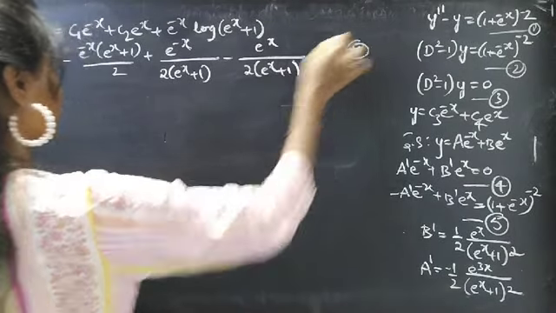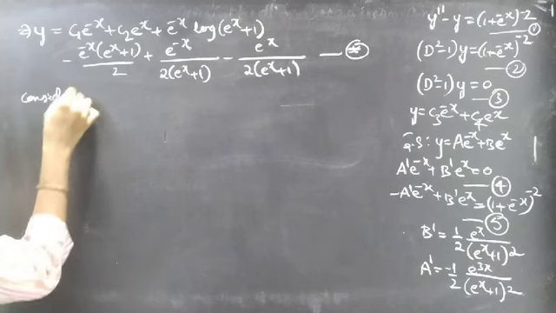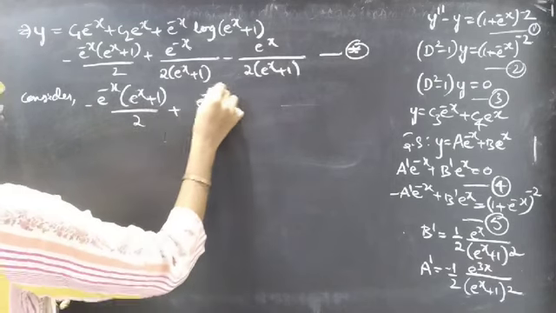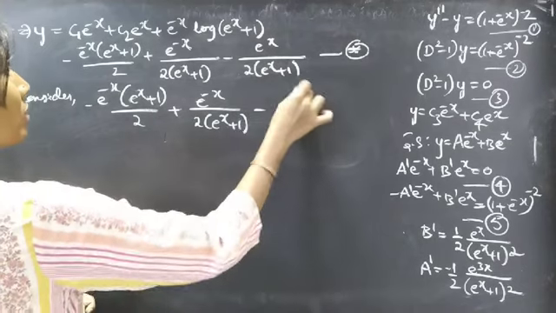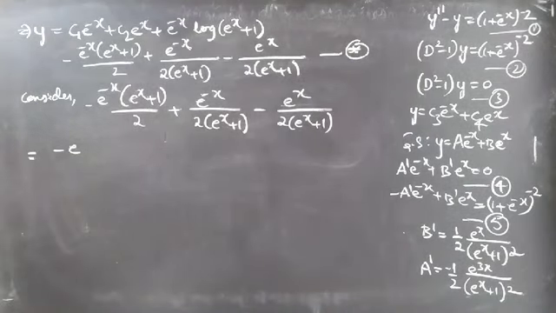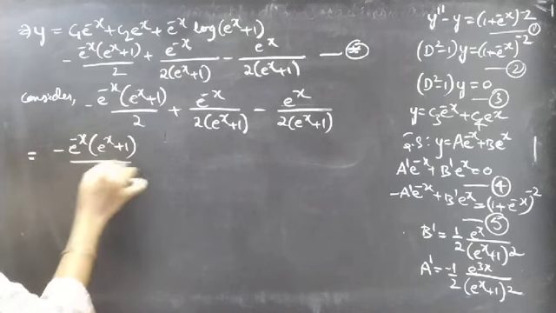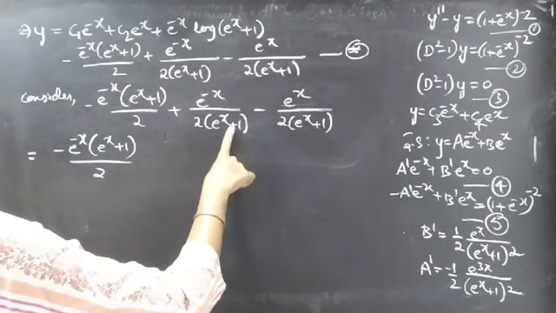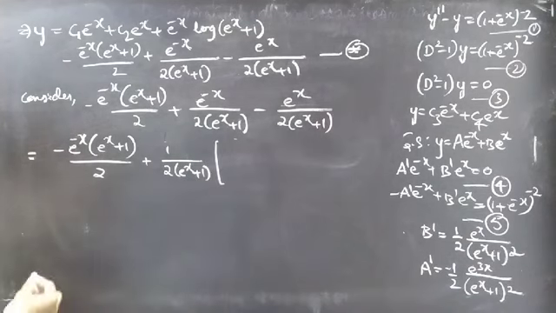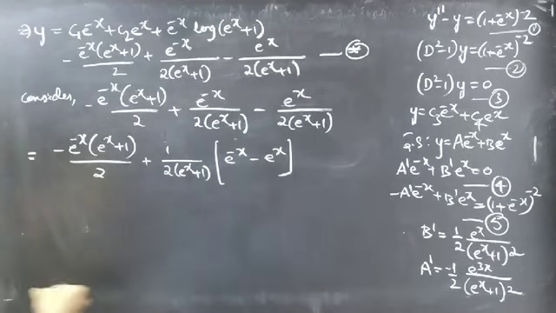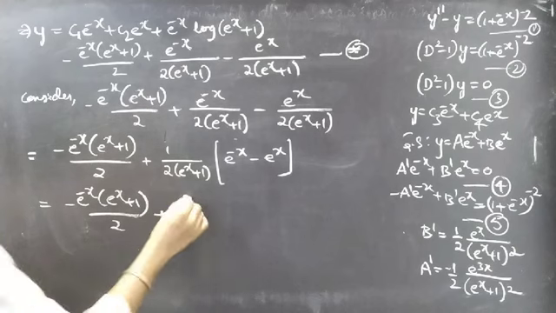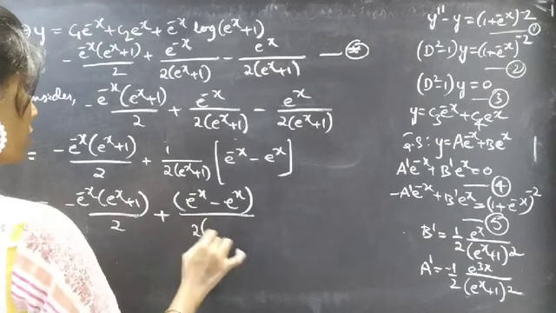Consider this as asterisk, okay, for our convenience. Now consider the last three terms. Minus e power minus x of e power x plus 1 by 2 plus e power minus x by 2 times e power x plus 1 minus e power x by 2 times e power x plus 1. Okay, this gives us minus e power minus x of e power x plus 1 by 2. Here we can take 1 by 2 of e power x plus 1 common from these two terms, right? So let's take 1 by 2 of e power x plus 1 common from the next two terms. We'll get e power minus x minus e power x. Okay, or we can write it as plus e power minus x minus e power x by 2 times e power x plus 1.